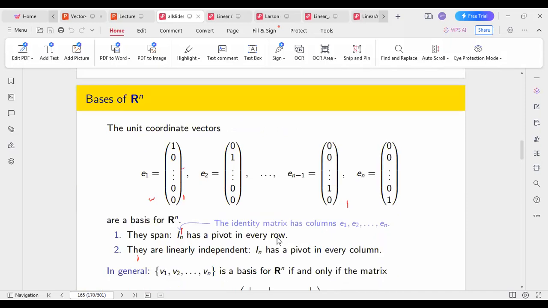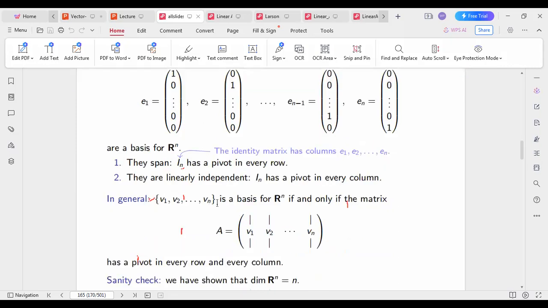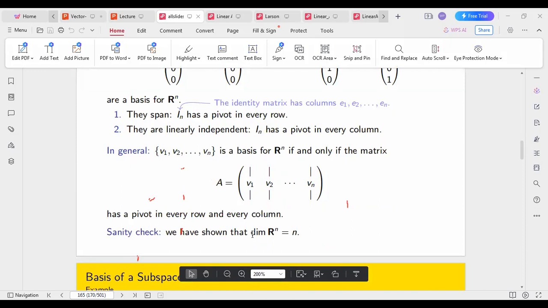Now, basis of Rn. Suppose the unit coordinate vectors e1 = (1,0,0,...,0) and e2 = (0,1,0,...,0), dot dot, en minus one = (0,...,0,1,0) and the last term will be (0,0,...,0,1). This is the standard basis of n space as the basis of Rn. Now the span, that means In has a pivot in every row and they are linearly independent. In has a pivot in every column. In general, the vectors b1 dot dot bn is a basis for Rn if and only if the matrix A has a pivot in every row and every column. That means it can be written as a linear combination.